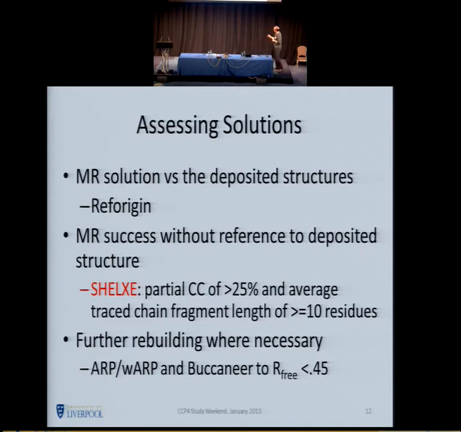And to demonstrate that further, sometimes ShelXE itself was enough to take us to some very near-native structure. In other cases, where it got stuck, we tried ARP/wARP and Buccaneer, and we show that all of the cases that I'm describing to you as successes could be taken automatically to an R-free of below 0.45.